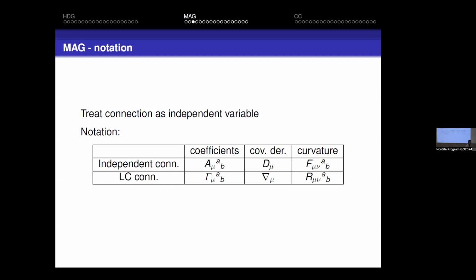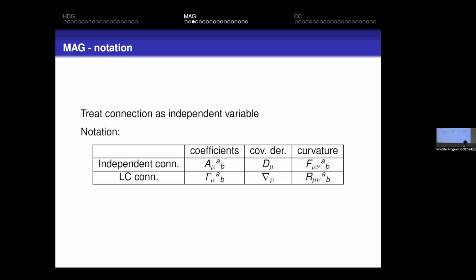Now, why should one emphasize the connection? Because the connection is the one thing that gravity has in common with the other interactions. All the other interactions that we know are gauge theories. The main dynamical variable is the connection. In gravity, we do have a connection, but it's not dynamical usually. So I want to talk about theories with dynamical connection.